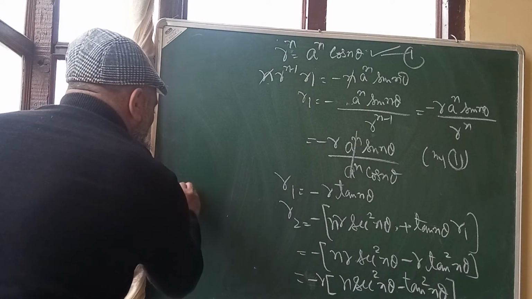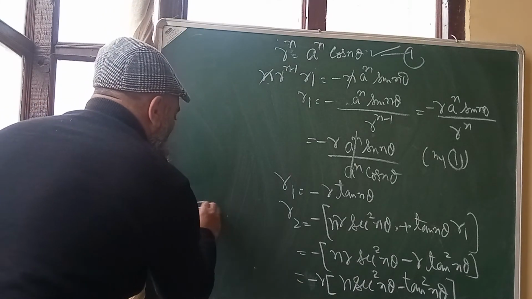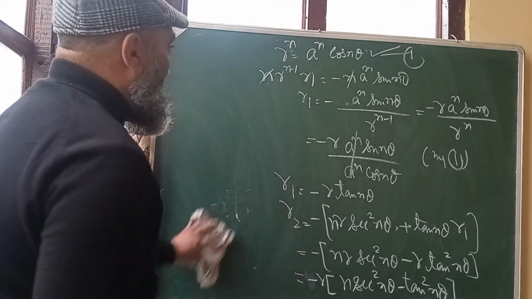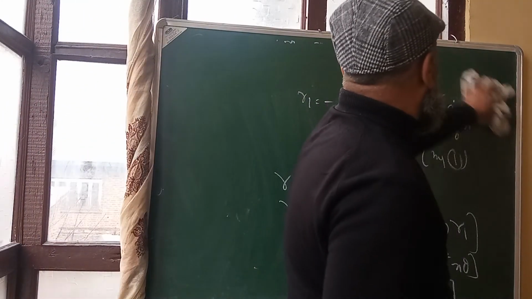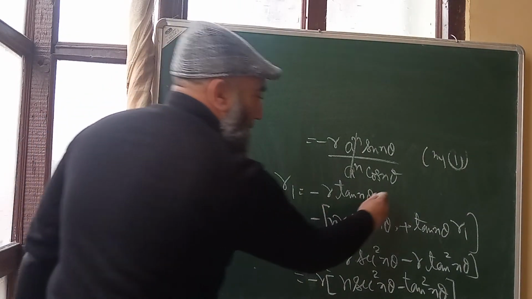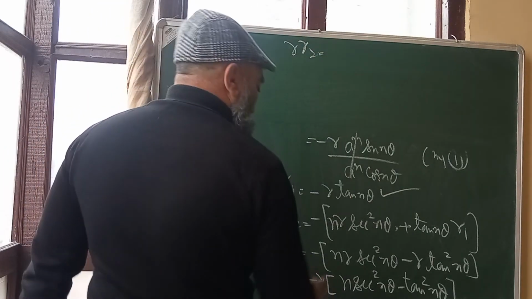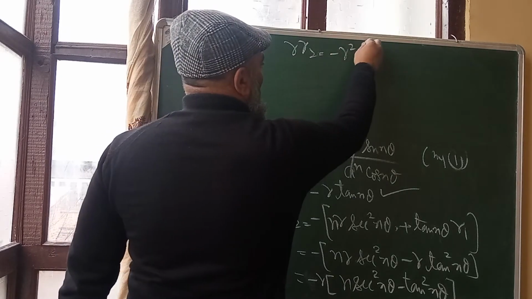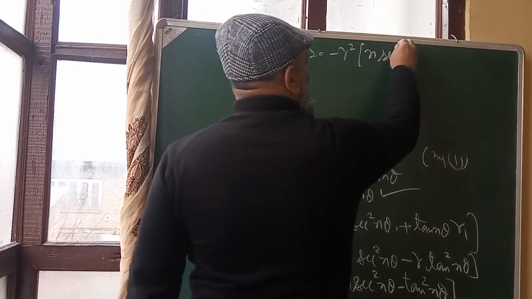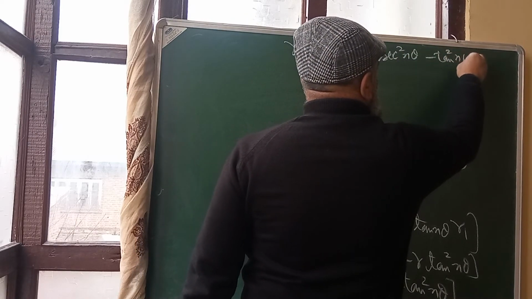This is r1. Fine. This is r2. What is r r2? Multiply this by r. This is minus r square times n sec square n theta minus tan square n theta.